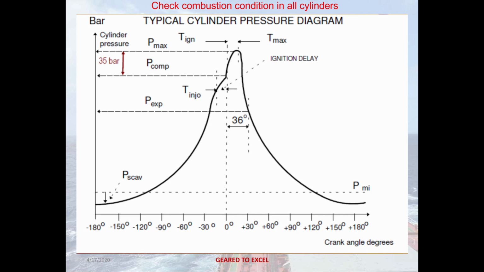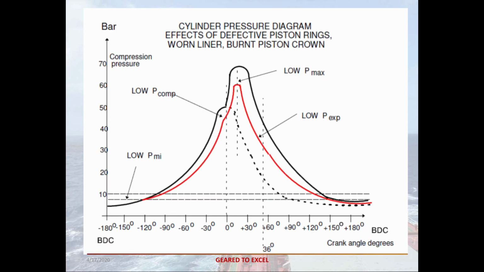Now let's see if there is a fault in a cylinder. This is a cylinder pressure diagram, effects of defective piston rings, liner, burnt piston crowns. If this condition exists, you will have a diagram like this, which is represented in the red line. The black one is the standard normal. So you will have a low PMI, low PCOM, low Pmax, low expansion pressure.